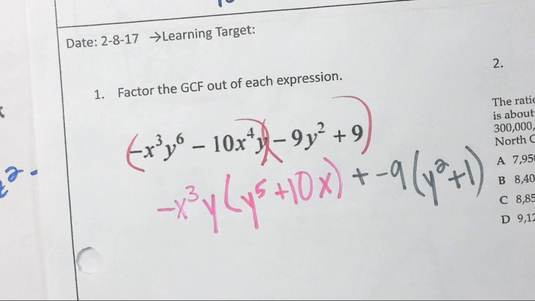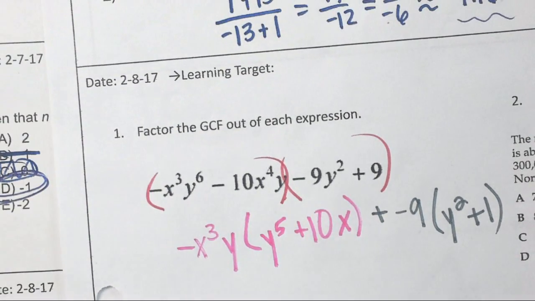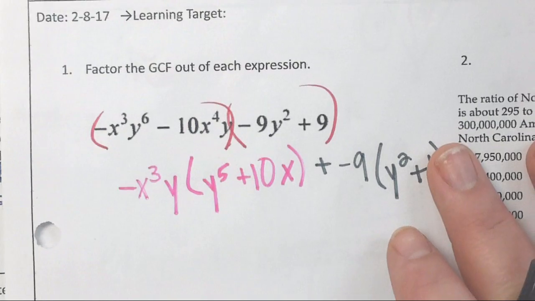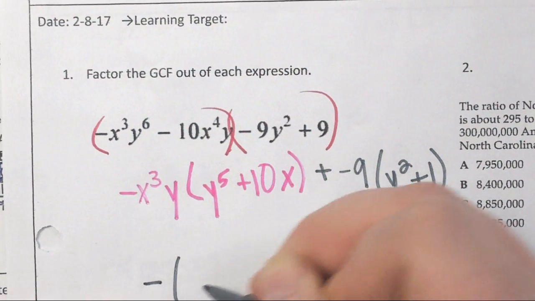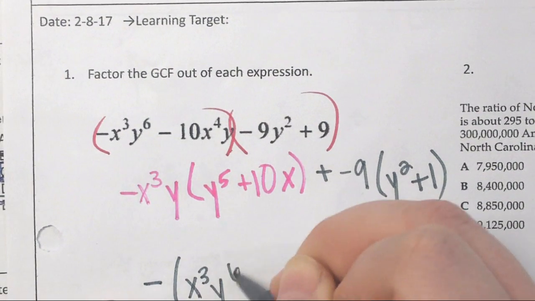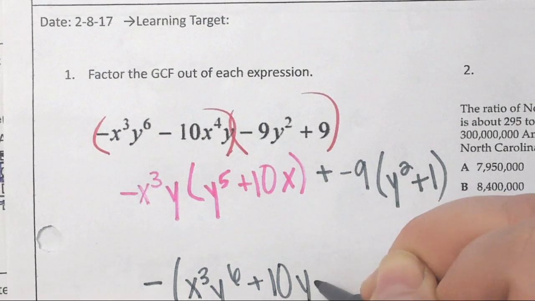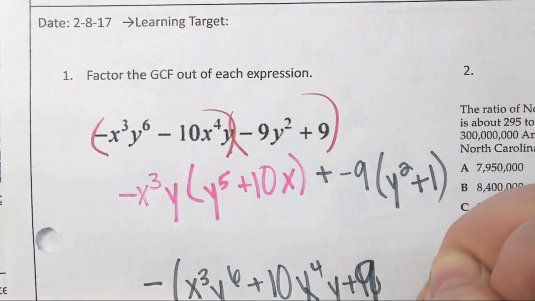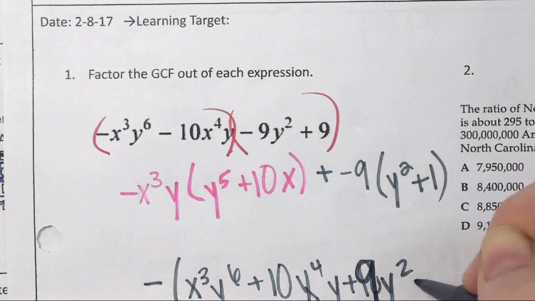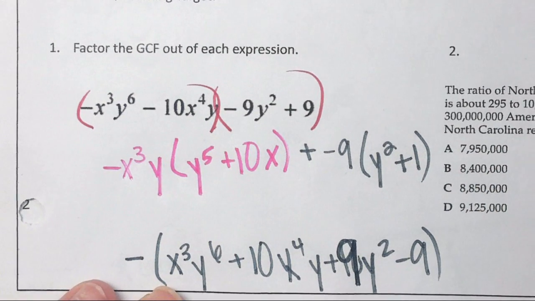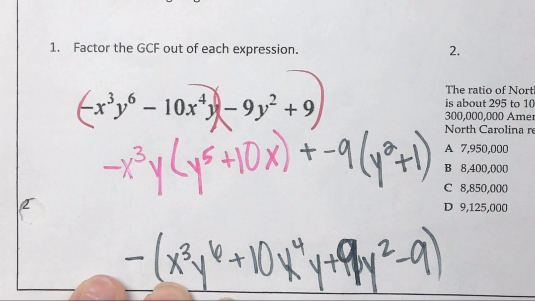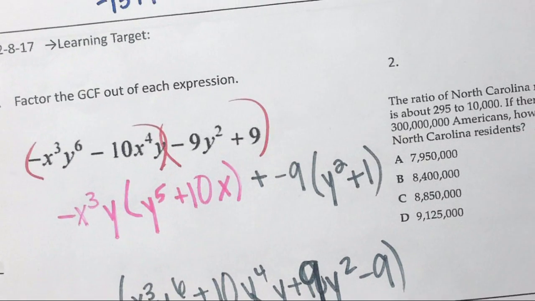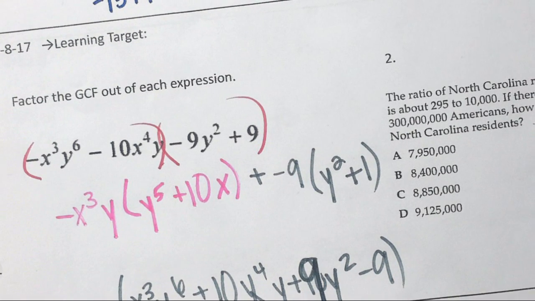Is that what we've been doing lately? No, we've just been factoring out the greatest common factor, which is y in the first period. All I wrote was negative everybody: x cubed, y to the 6th, plus 10, x to the 4th y, plus 9, y squared, minus 9. That's all I did in first period, because, let's face it, the first period has me early in the morning, so it's a little bit more of a struggle.